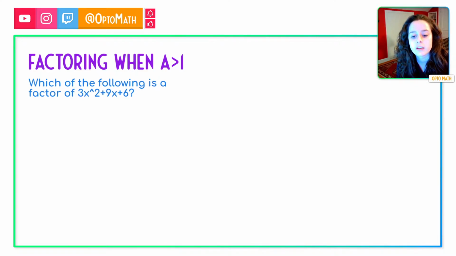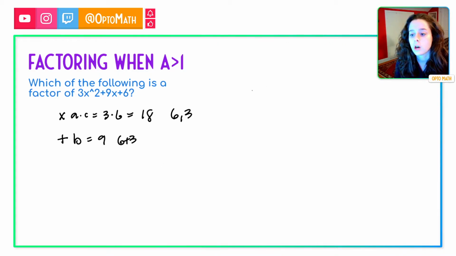We want to find factors of a times c, which is 3 times 6, which is 18, that add to b, which is 9. Okay, so factors of 18 that add to 9: 6 and 3. You can start listing them if you had trouble finding that, because 6 plus 3 is 9 and 6 times 3 is 18. Okay, so let's make our Punnett square.